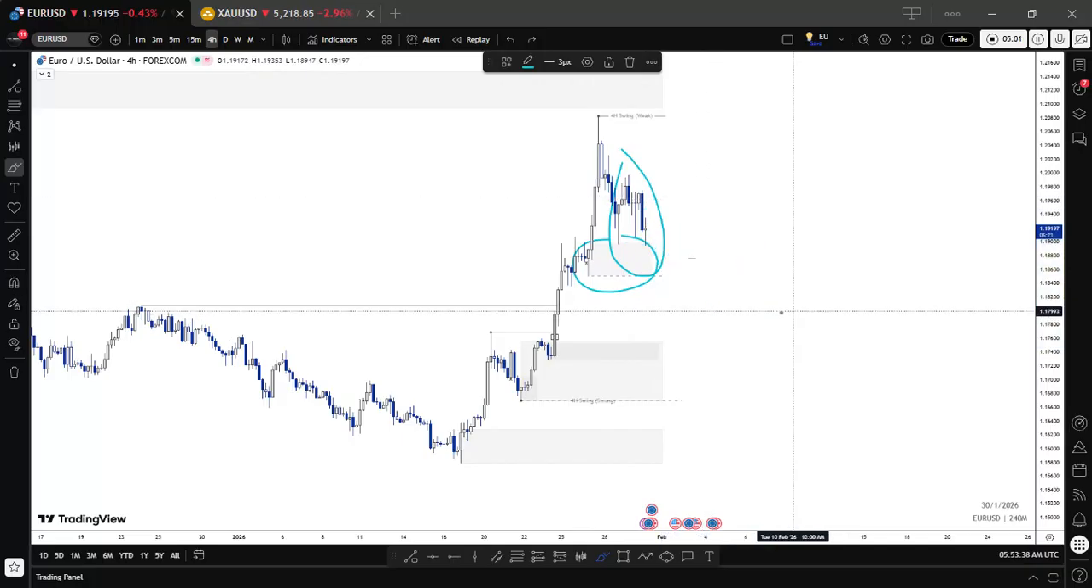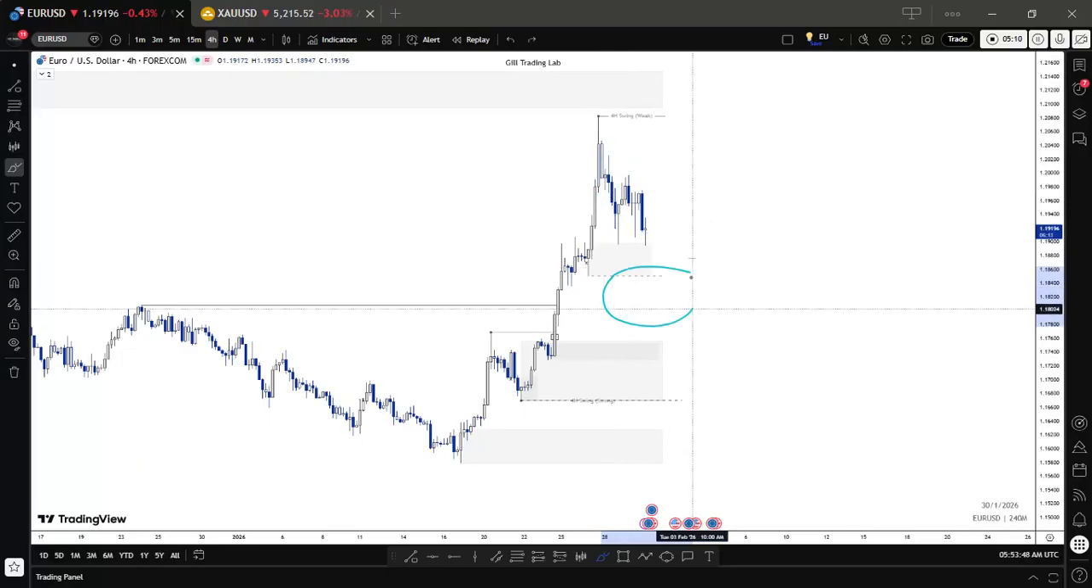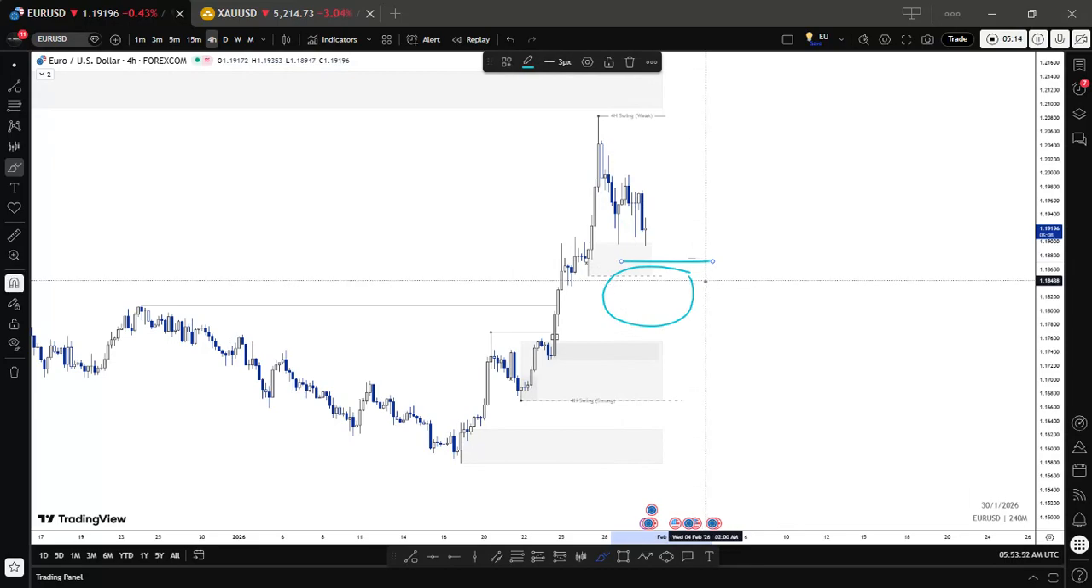Price is still in the premium prices. As you can see, price hasn't tapped the EQ of the range. Price hasn't tapped into the discount prices, into the EQ of the range, meaning there's still cause for lower prices.